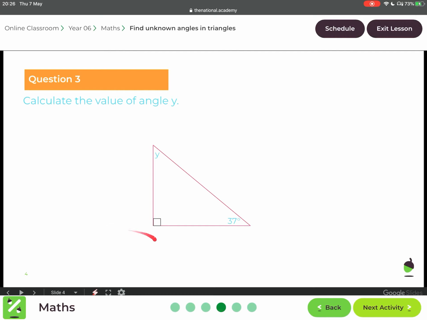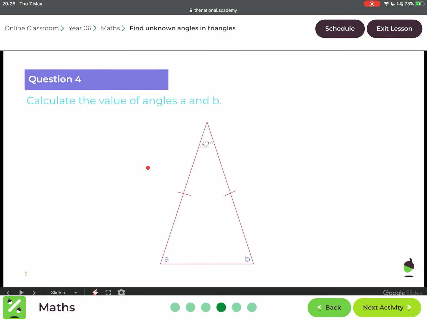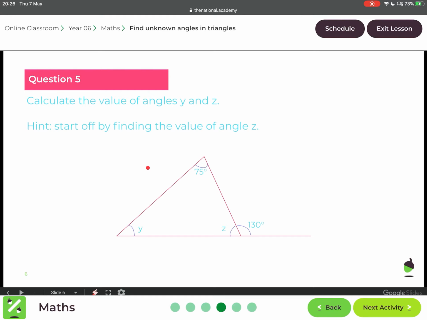Question 3, calculate the value of angle Y. That would be 53 degrees. Question 4, calculate the value of angles A and B. That would be 74 degrees, both of them. And question 5, calculate the value of angles Y and Z. Hint, start off by finding the value of angle Z. So the answer here would be Z is 50 degrees and Y is 55 degrees.